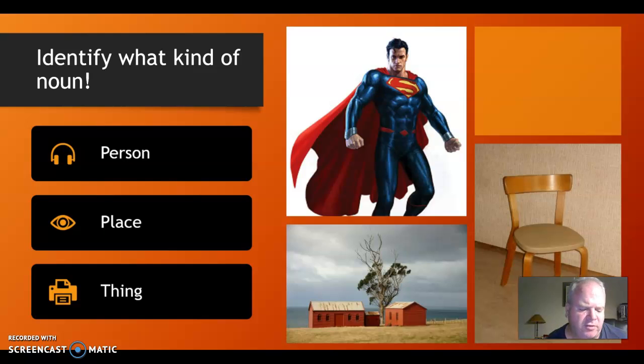Okay. Look at the three pictures on the slide. Each picture is an example of a noun. A noun can be a person, place, or thing. One picture is of a person, one picture is of a place, and one picture is of a thing. Let's look at our first picture. Is it a person, place, or thing?